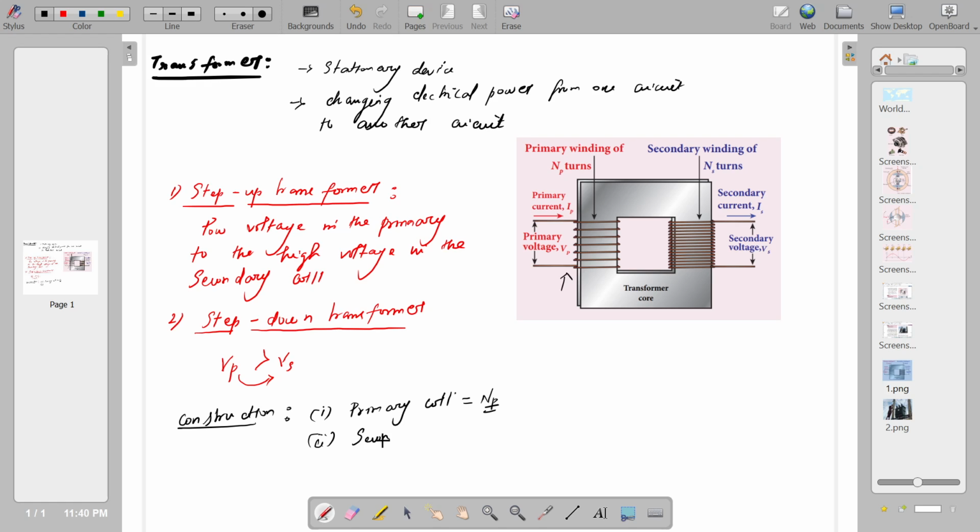Now the secondary coil is on another arm of the transformer core. The number of turns in the secondary coil is NS. So here NP represents the number of turns in the primary coil, and NS represents the number of turns in the secondary coil. Here there is the metal sheet. Usually this metal sheet is called the transformer core. We will discuss this transformer core.